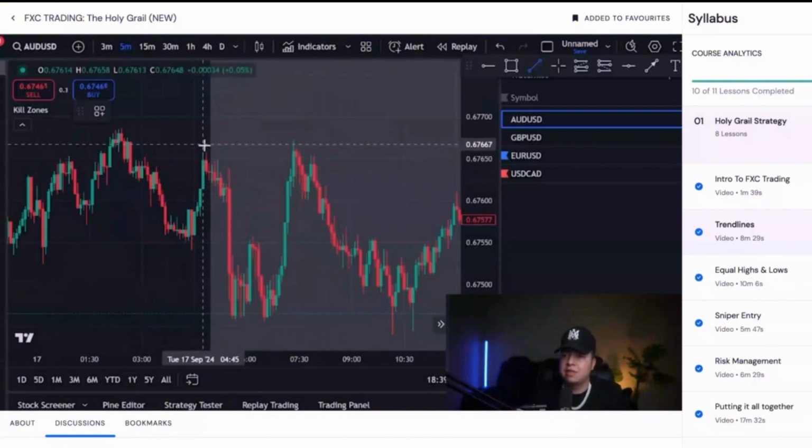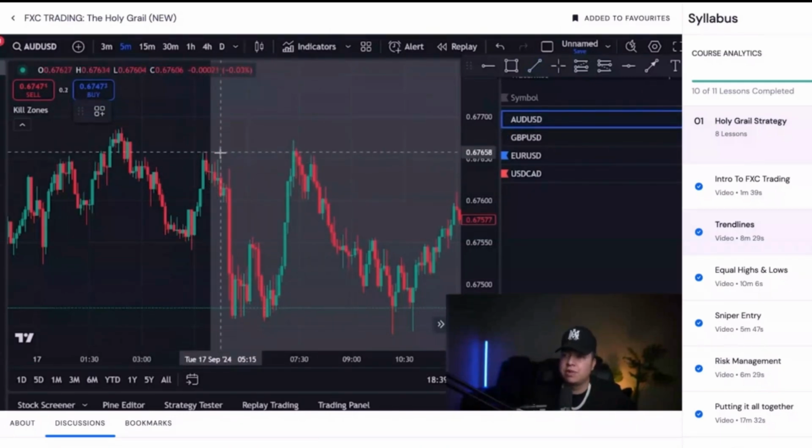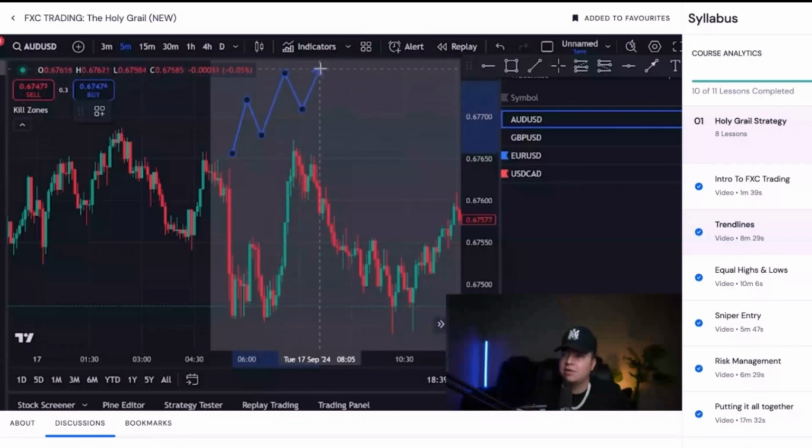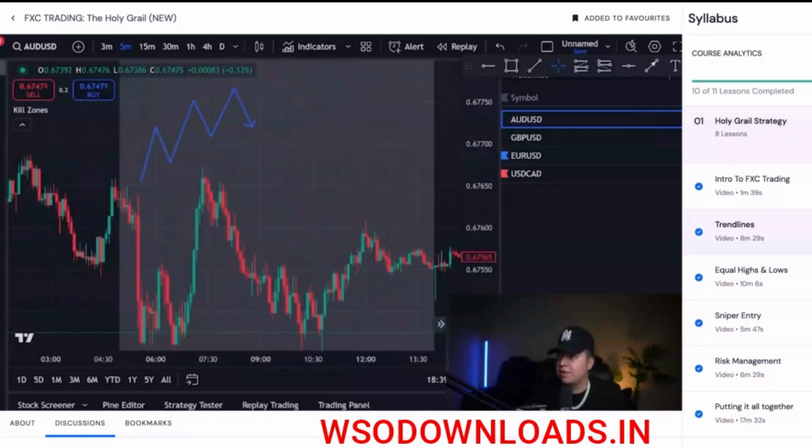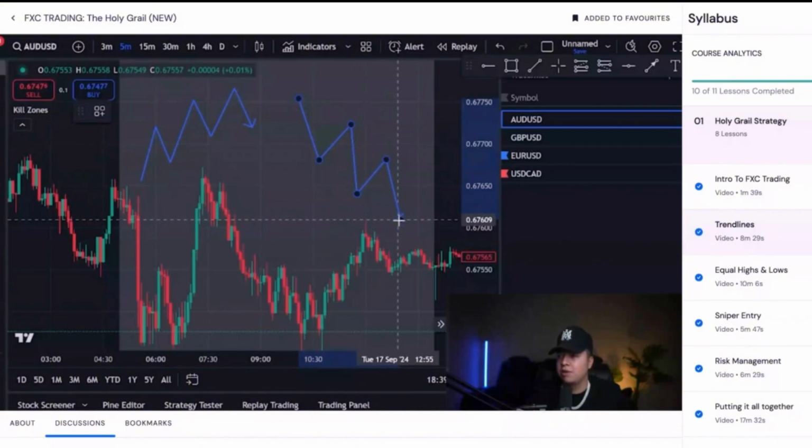You can obviously see there's a trend, right? It's going down, right? Let me show you what a trend is for the new people in here. A trend is making higher highs, higher lows, higher highs, higher lows, higher highs, higher lows, right? This is how the market moves. Same thing for the downside. So we got lower lows, lower highs, lower lows, lower highs, lower lows.